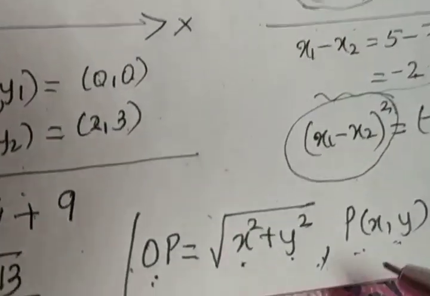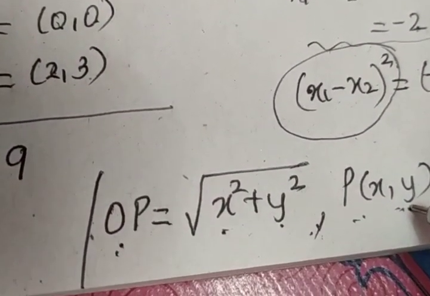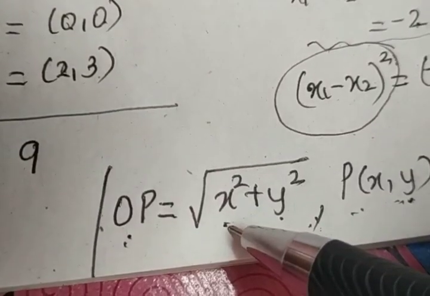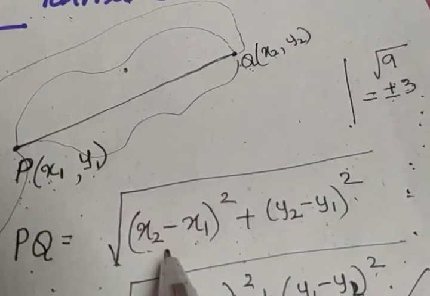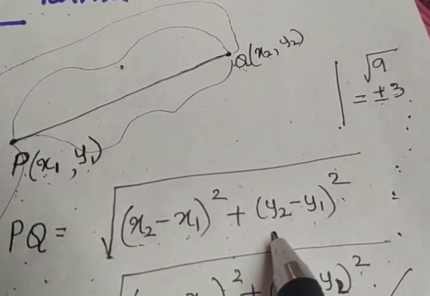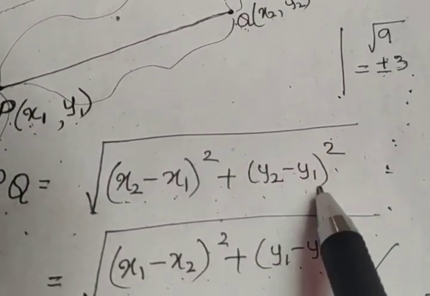Okay, so if we want to find the distance of a point P(x, y) from the origin, take it as square root of x square plus y square. Otherwise, the distance formula is given by PQ is equal to square root of x2 minus x1 the whole square plus y2 minus y1 the whole square. Don't get confused with both the equations. Learn by heart one. Okay.